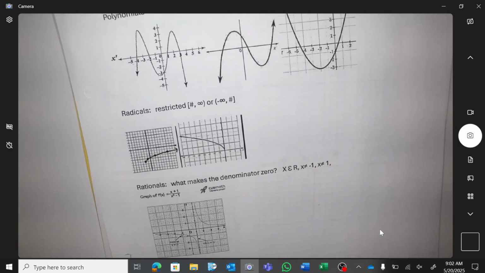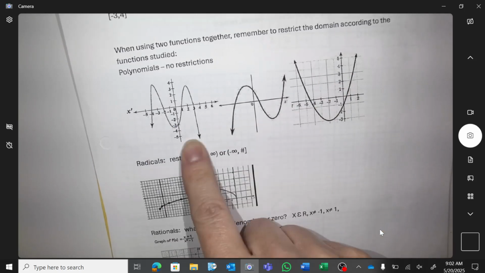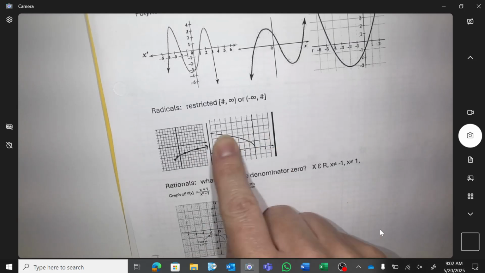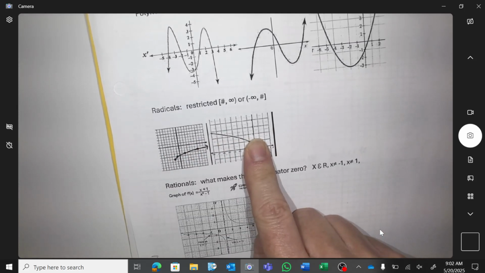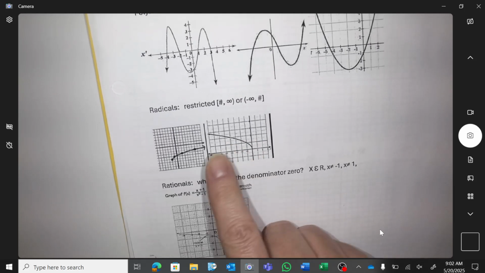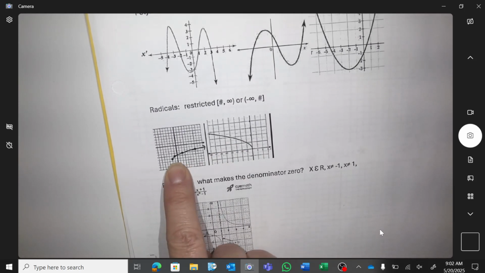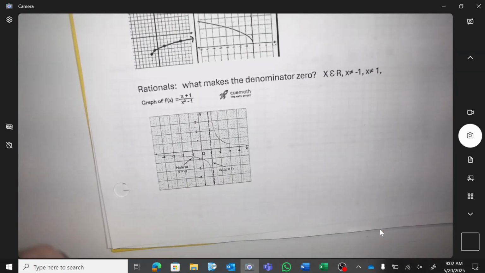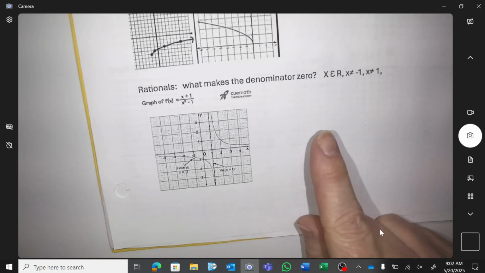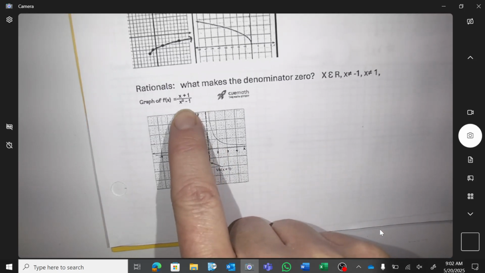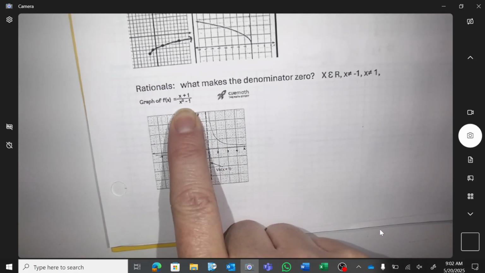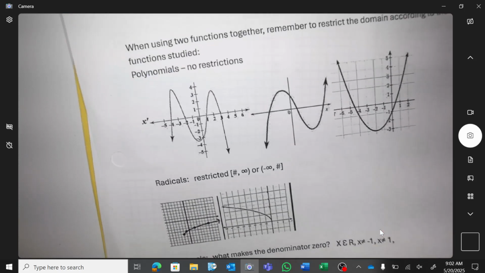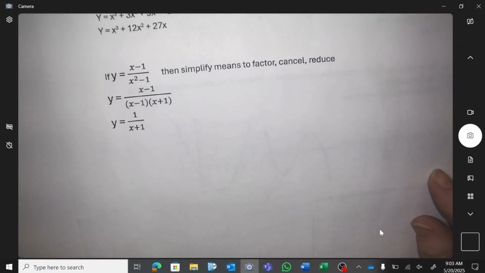We've studied polynomials. There's no restrictions on those domains, right? When we studied radicals, there's restrictions on radical domains, right? Because we can't square root negatives, so that restricts where we are. So here are some examples, from a number to infinity or negative infinity to a number. Also, we've studied rationals, and those have restricted domains, okay, because the bottom can't be 0. So if I look at the bottom, I can't be +1 or -1 on my domain, okay? So something to consider.